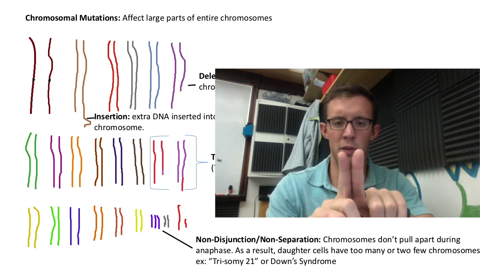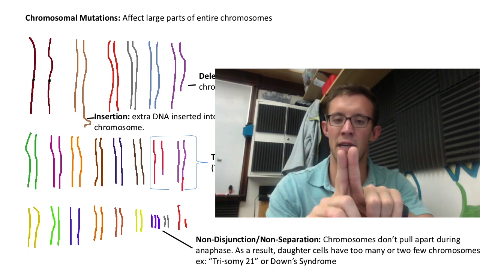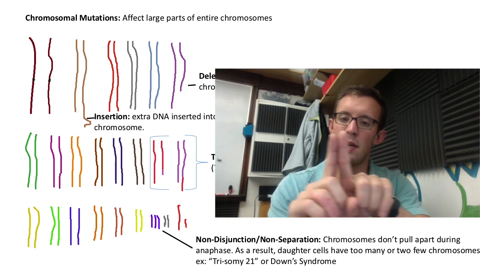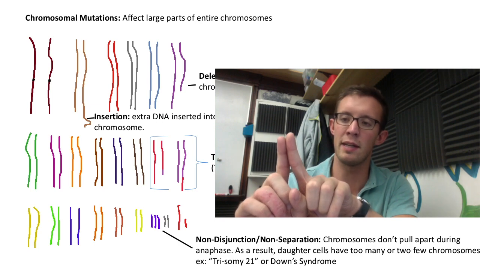So its chromosomes normally pull apart during meiosis. However, during a non-disjunction or non-separation, the chromosomes don't split up. And as a result, an extra copy of a chromosome can end up in an egg cell or a sperm cell and get donated to a child.